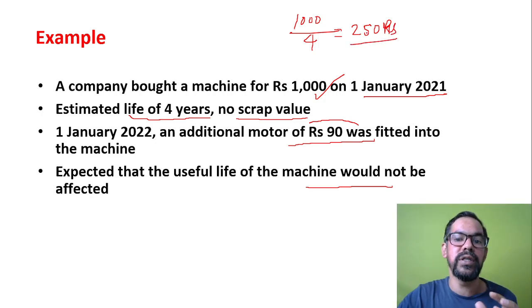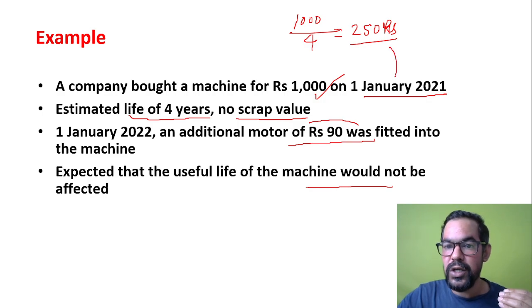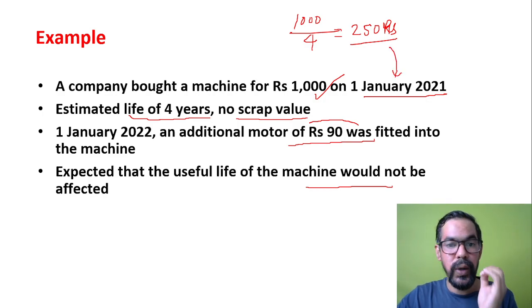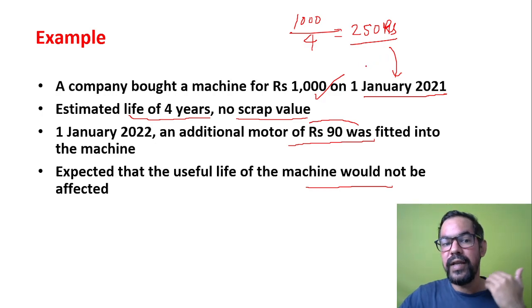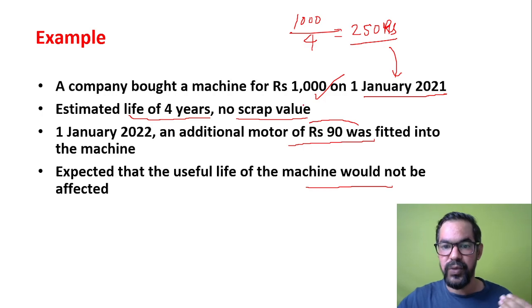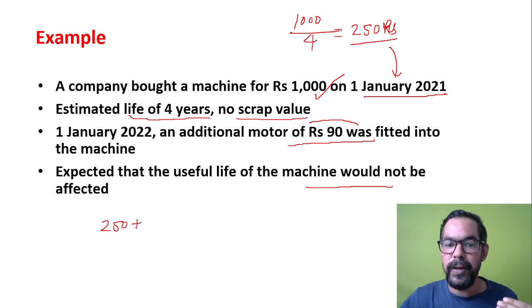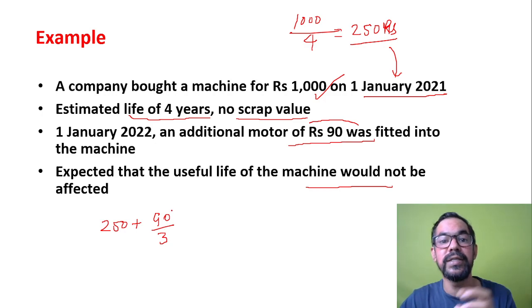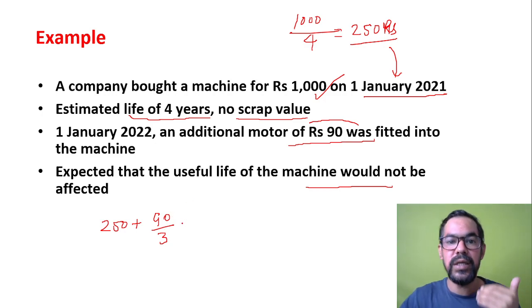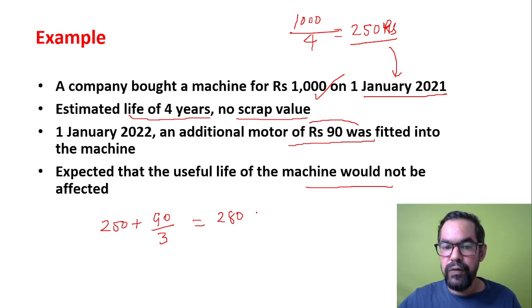Okay, so the depreciation charge on this particular machinery for the year 2021 will be 250 rupees only. Now next year onward, so next 3 years, we have this capital expenditure. So 250, if you calculate this one, for the second year it will be 250 plus this 90 divided by 3, because now the age of that particular machinery is 3 years only. So 90 divided by 3 is equal to 30 rupees. So for the third year it will be 280 rupees. For the second year 280, for the third year again 280, and for the fourth year again 280 rupees.